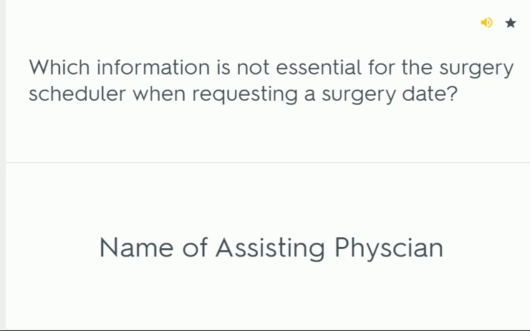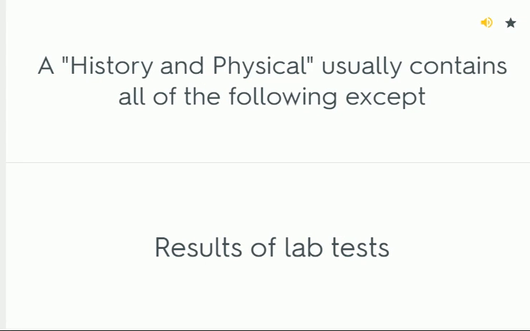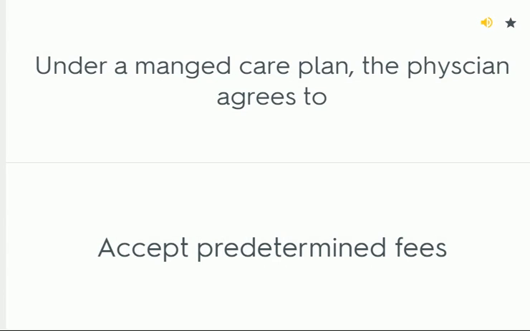Which information is not essential for the surgery scheduler when requesting a surgery date? Name of assisting physician. The notation "Juliet Jones, M.D." means a copy of the letter is sent to Dr. Jones. A history and physical usually contains all of the following except results of lab tests. Under a managed care plan, the physician agrees to accept predetermined fees.